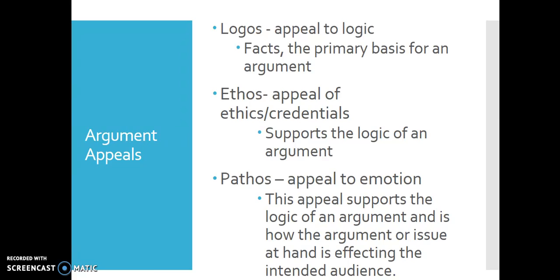So remember that logos should be primary. Ethos and pathos are both important in certain types of arguments, depending on how you're wanting to handle your argument, but always make sure that the logic is there.